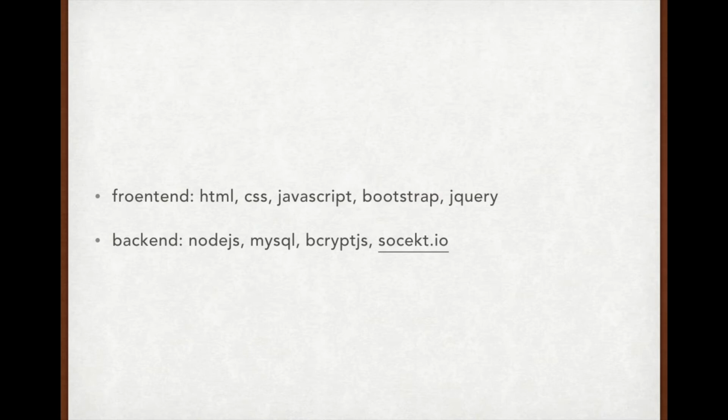For front end, we use Bootstrap and jQuery to make the website look good and easy for users to understand. And for backend, we use Node.js as the language to build up our server, and we will save all the data in a MySQL database. And then we are gonna encrypt the user's information using this bcrypt.js library, and we will build up a WebSocket connection from server to frontend using socket.io.